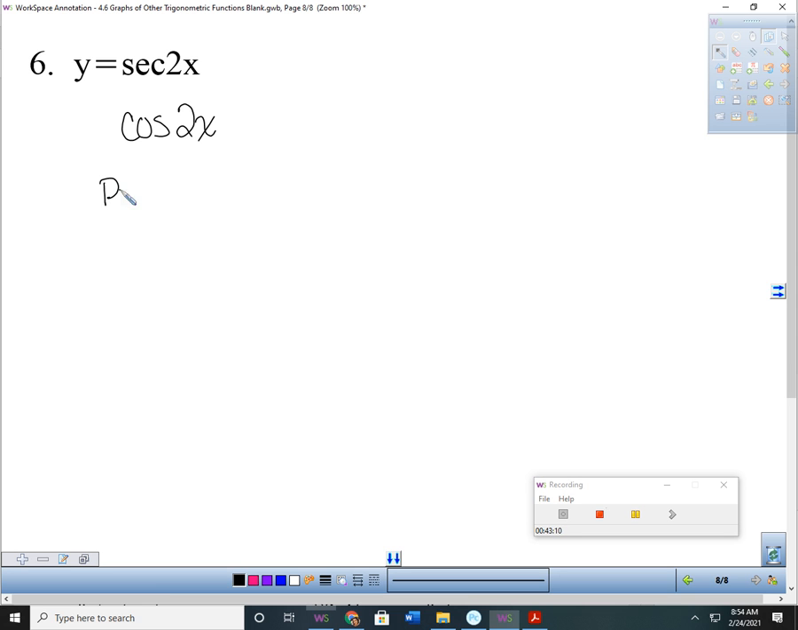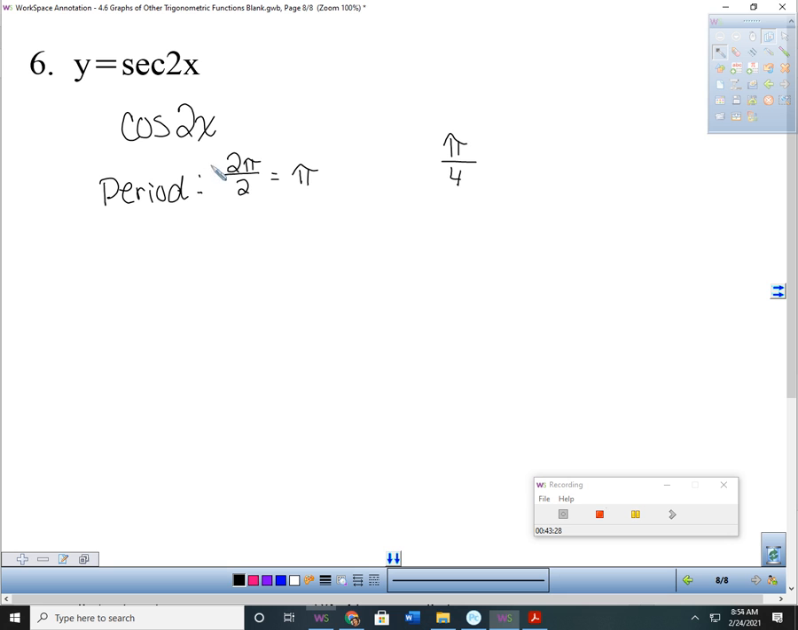All right, so I'm first going to think about my period. My period is normally 2 pi, but I'm going to divide that by whatever I'm multiplying by x. So I know from beginning to end is a distance of pi, and I'm separating that into 4 equal sections. So I'll take that and divide it by 4. So every section, every point will be pi over 4 apart.